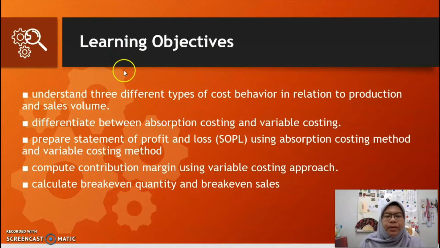Okay, the learning objectives for this chapter. The first one is to understand how costs behave in relation to quantity and the sales amount. And then we're going to look at the differences between these two methods, absorption costing and variable costing. And then how we're going to prepare statement of profit and loss by using these two different methods. And then lastly, we're going to look at the break-even analysis.